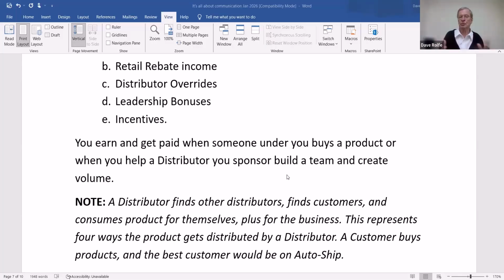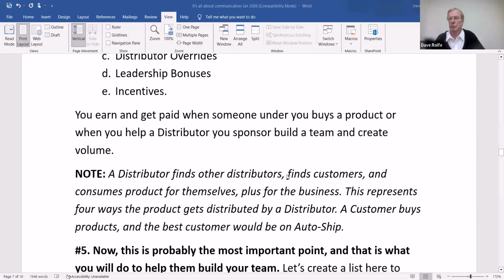And understand what a distributor does. A distributor finds other distributors, finds customers, consumes product for themselves, and consumes product for the business. That's four different ways the product gets distributed with a distributor. Think about it: finds other distributors, finds customers, consumes product, and uses product in the business. A consumer buys product, and the best consumer would be somebody on autoship. But every once in a while, consumers will refer people.